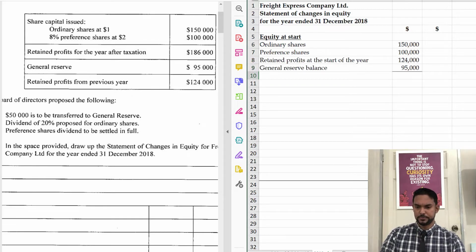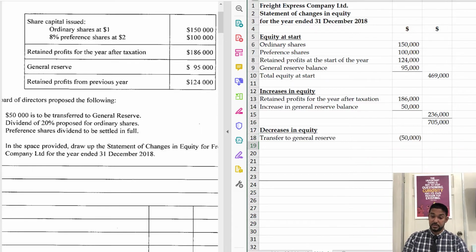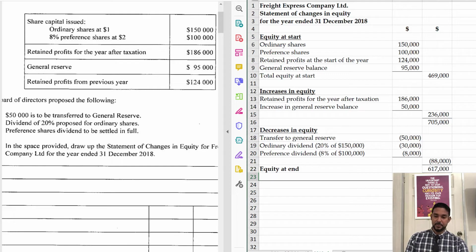General reserve. Okay. Total equity at start, 469. So do we have any increases? Well, the profit, yeah, and we made a transfer to the general reserve. Now, that one is kind of weird, because, well, how come? I mean, that came from profit. I'm going to minus it below, so you'll see. Just follow me for a second, right? 236, 705. If we add that to the 469, decreases. So we had transfer to general reserve and the two dividends, same 88, giving us 617.